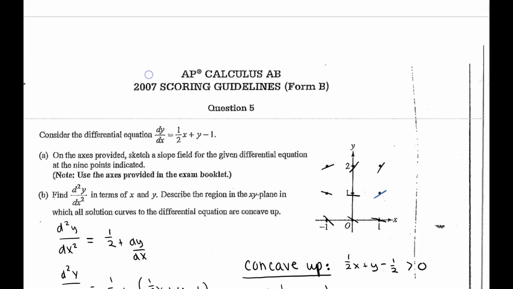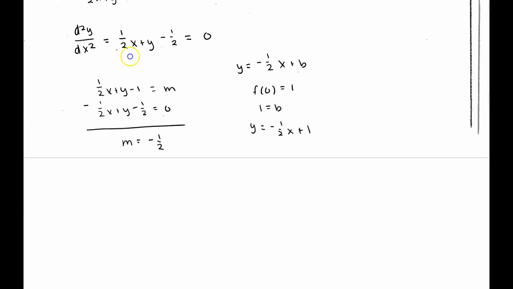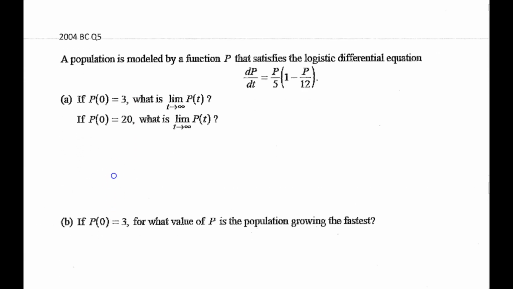I think it's right here. Okay, it's not this one, pardon me, just come with me here. It is the 2004 BC question 5. Where is it? It's here somewhere. Here we go.